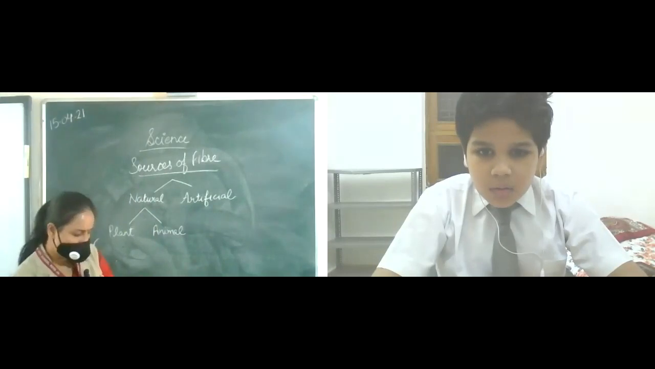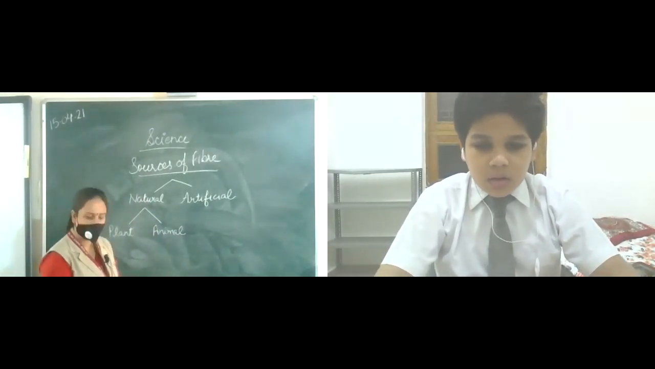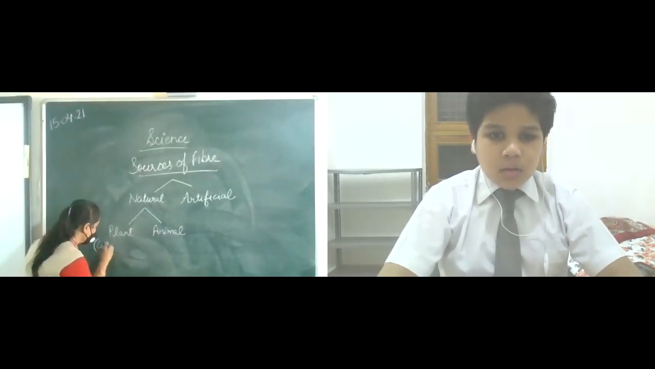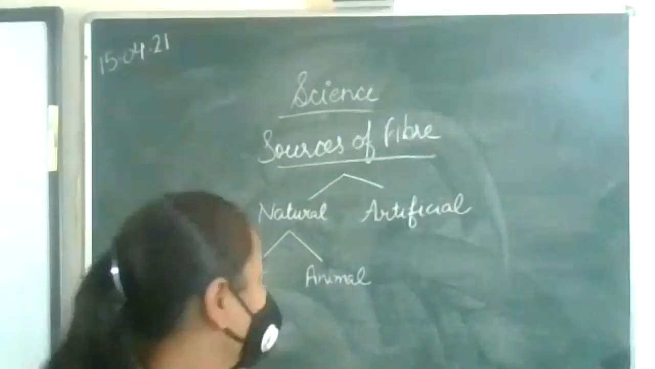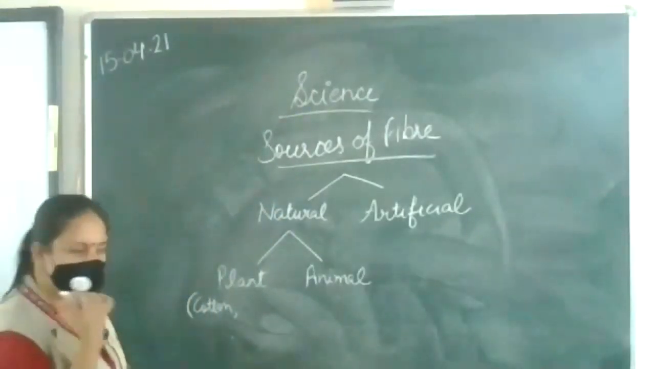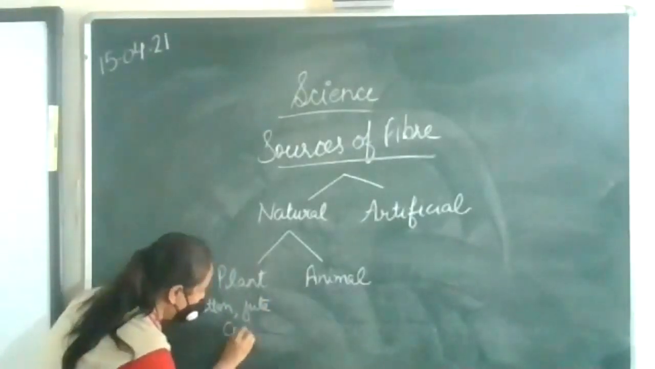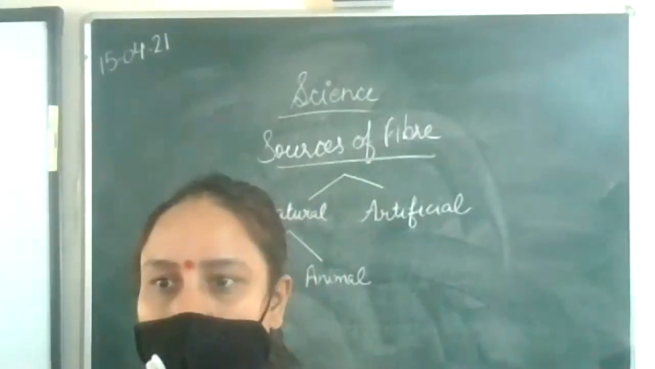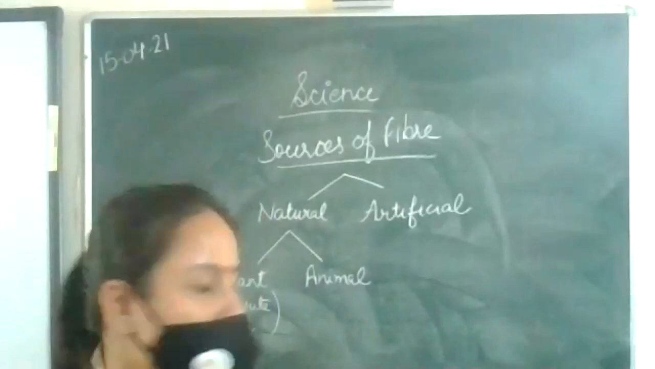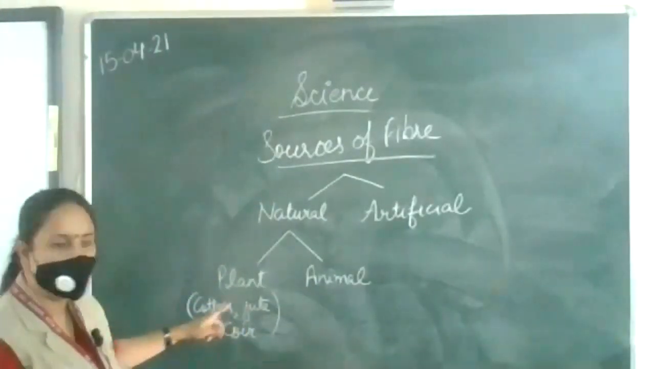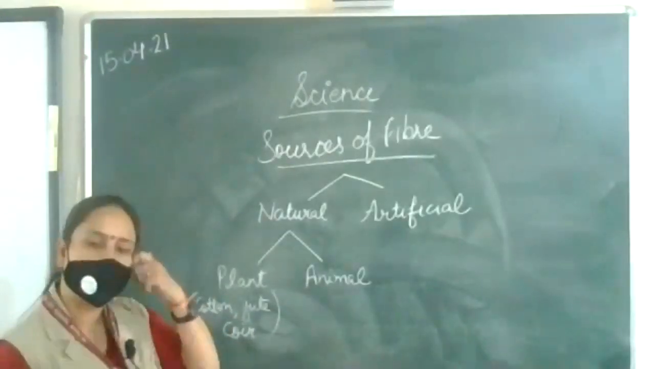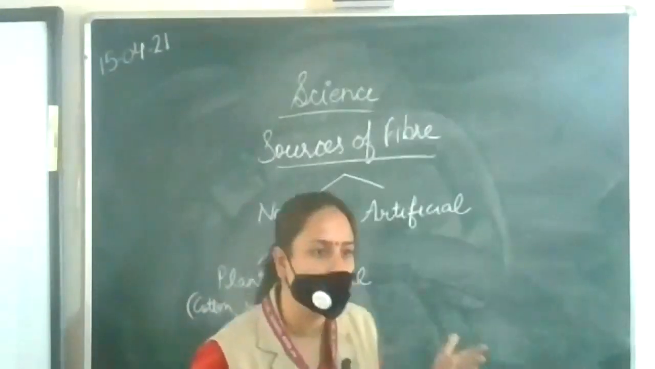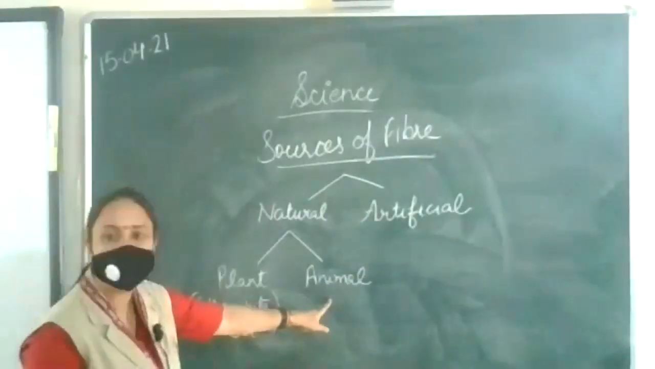All right. Okay. So the most common example of plant fiber is cotton. We just discussed cotton when I told you what is fabric. Then what else? What else can you think of? Jute. Yes. Jute. Okay, so examples of plant fibers are cotton, jute, coir. So these are the fibers which we are obtaining from plants. Now we will talk about animal fibers.